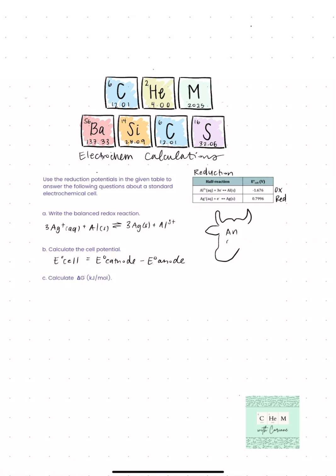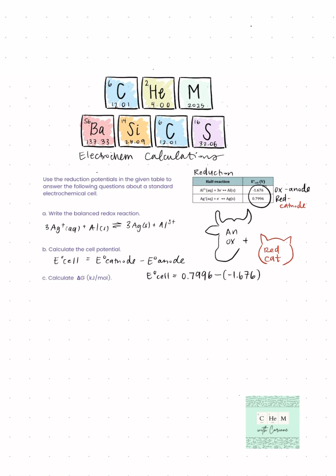You're going to remember an ox and a red cat. So oxidation happens at the anode, reduction happens at the cathode. And then you are literally just taking those values from the table and putting them in. Don't have to change the signs or anything like that. You'll end up adding these two together essentially. And then you end up with a cell potential of 2.476 volts. So the positive cell potential indicates a favorable reaction.